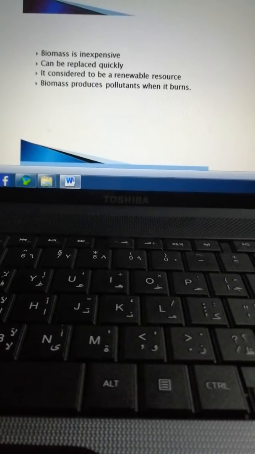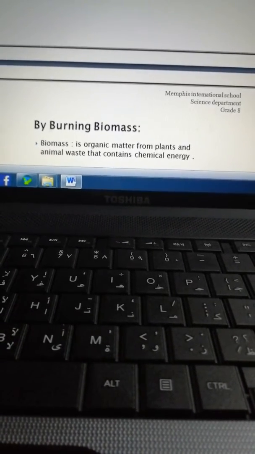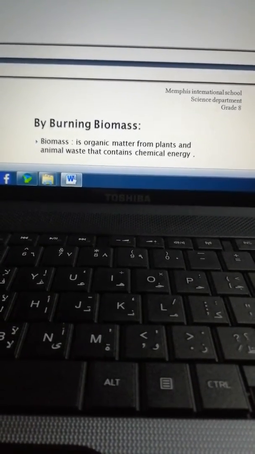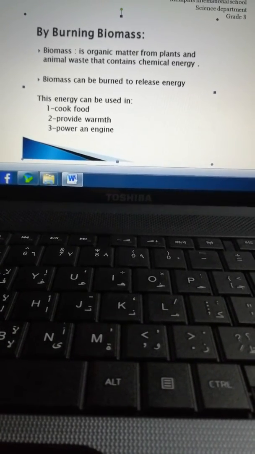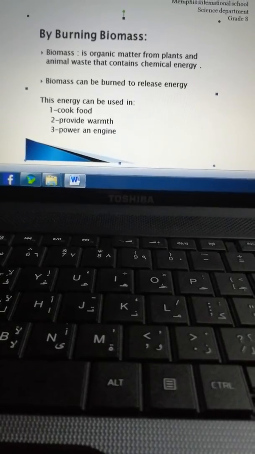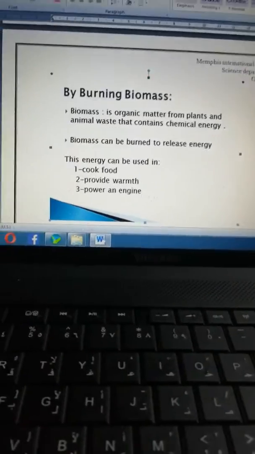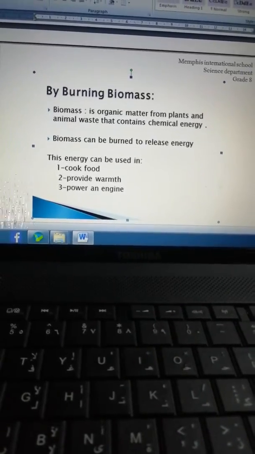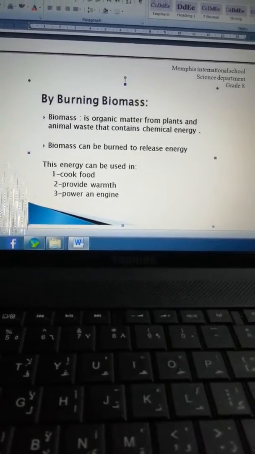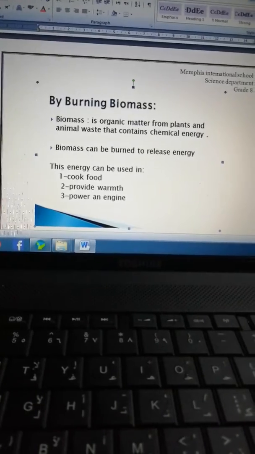So, let's know what's meant by biomass. Biomass is organic matter from plants and animals' waste that contains chemical energy. And biomass can be burned to release energy. This energy can be used to cook food, provide warmth, and power an engine.